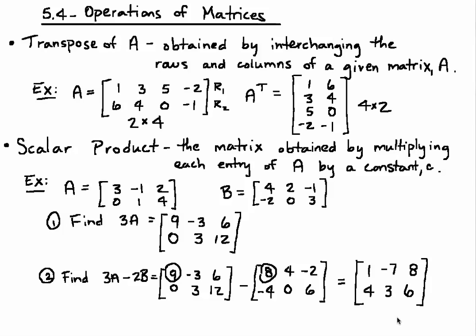And so our matrix 3A minus 2B is a 2 by 3 matrix. The first row is 1, negative 7, 8, and the second row is 4, 3, and 6.